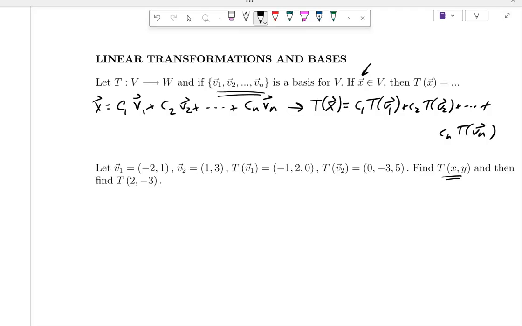Okay. Pardon me. All right. So the first thing I would need to do is, well, let's first check that this really is a basis for R2. Let's ask that first. Does this form a basis for R2?